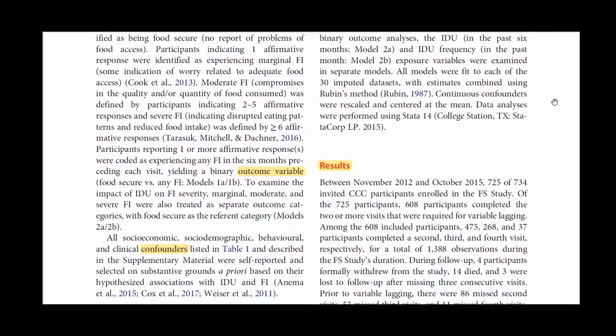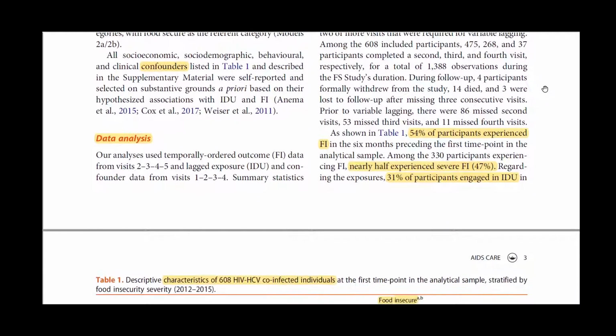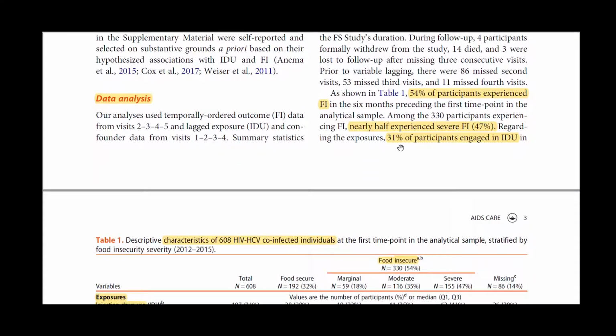Again, we looked at various forms of the exposure in this paper, but that's not important to the takeaway messages in this video. In terms of the results, as I said, epidemiology is about the distribution or the occurrence of our exposures and our outcomes. Therefore, I discussed that 54% of participants experienced food insecurity at their first study visit, and that nearly half experienced severe food insecurity. I also mentioned that 31% of participants engaged in injection drug use, which in this case is the exposure.